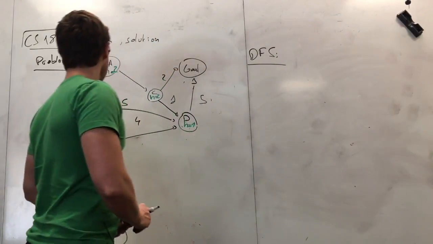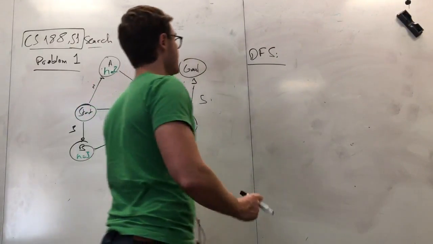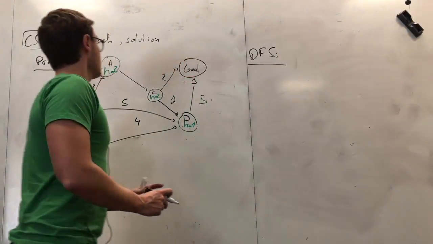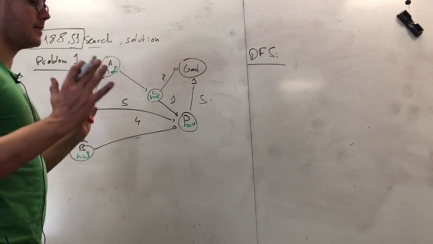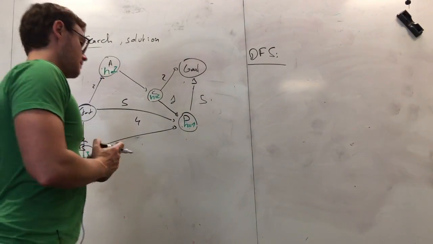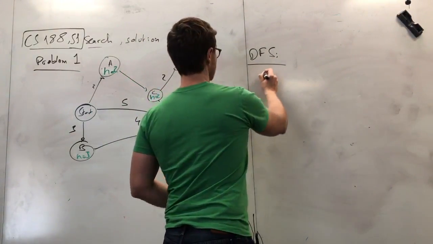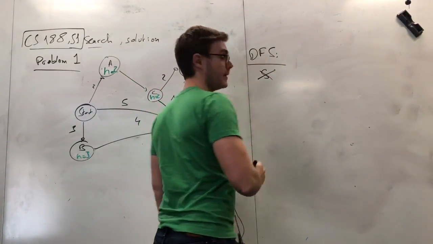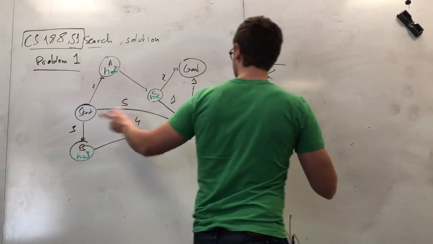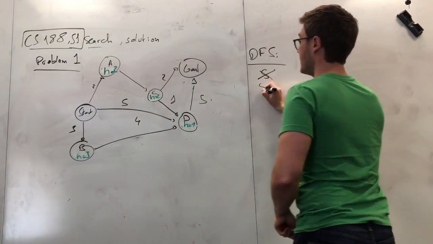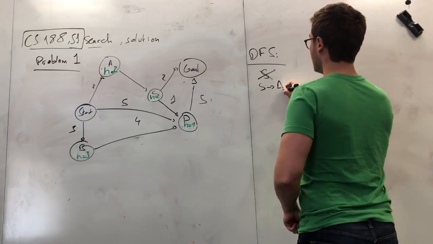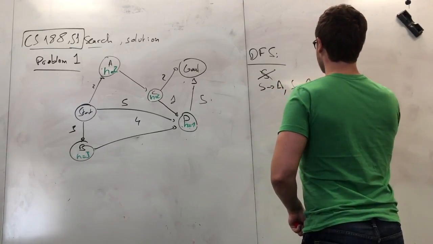So let's start with DFS. In DFS here we're going to add nodes in alphabetical order. We're going to add them to a stack. We add to the front of the stack and we pop from the front of the stack. So we start in S, we pop S, and then we add what we can expand from S, that is to say S to A, S to B, and S to D.